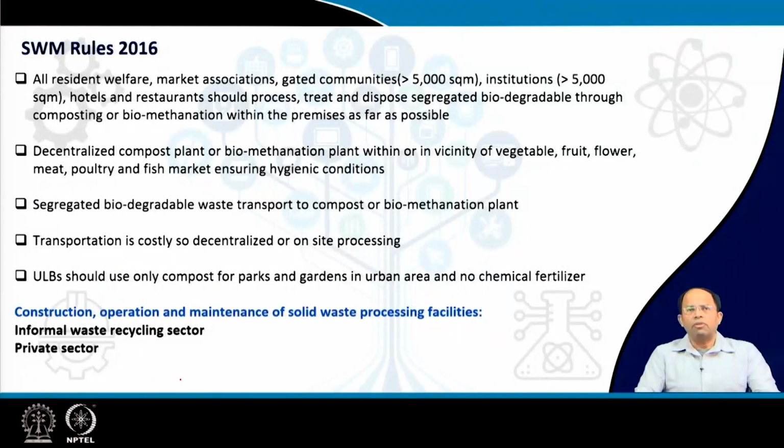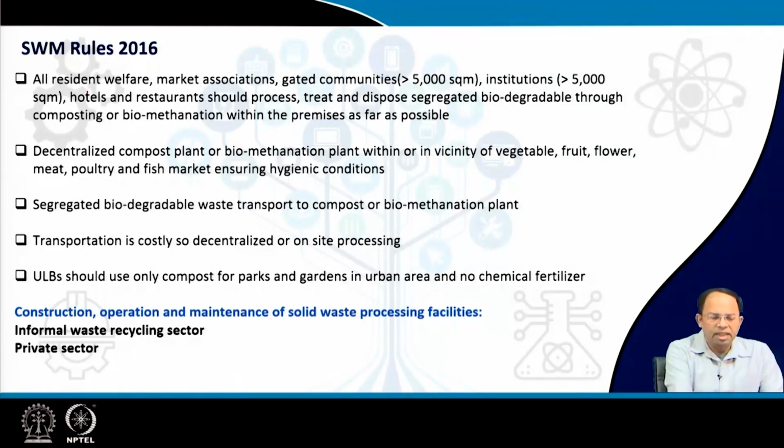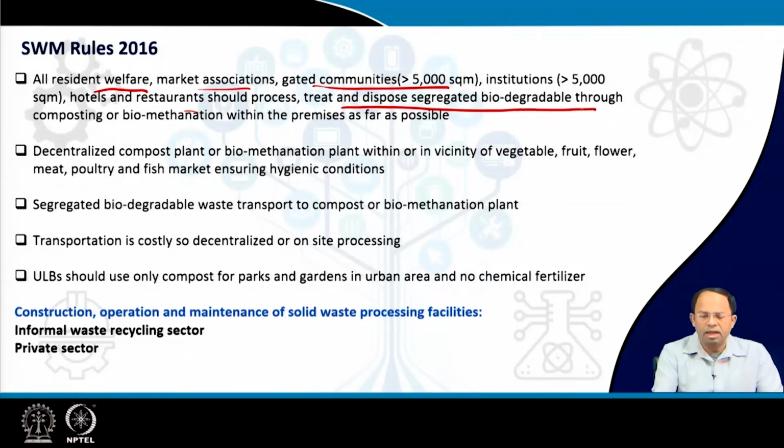So as per the Solid Waste Management Rules 2016, composting has been made mandatory. For example, resident welfare associations, market associations, gated communities of greater than 5,000 square meter or institutions of greater than 5,000 square meter, hotels, restaurants, all of this, particularly bulk generators, should treat and dispose segregated biodegradable waste through composting or biomethanation. We will learn about biomethanation later.